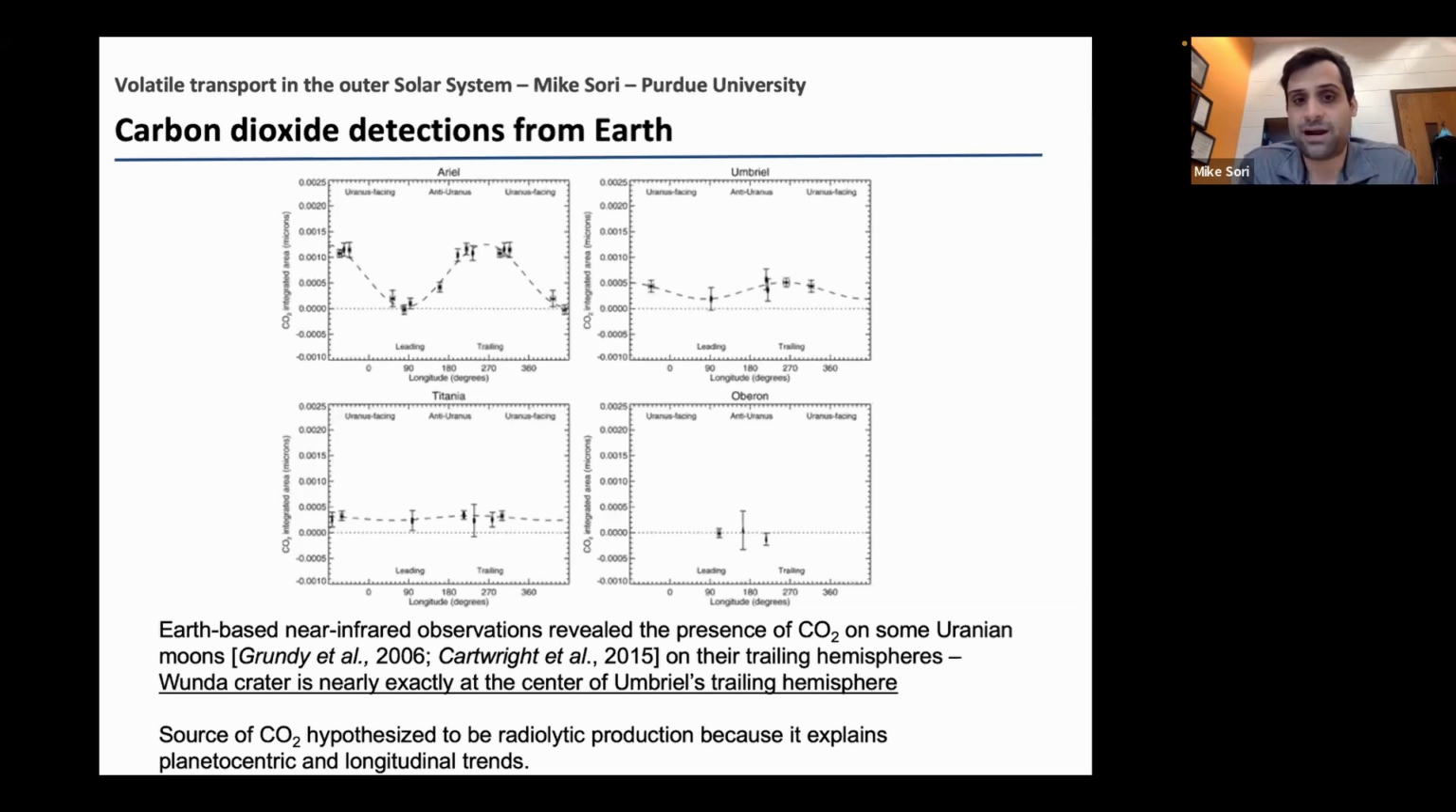And then the trend from Ariel to Titania is because of the particle density as you go inside the magnetosphere. And Oberon is far away from Uranus, so it doesn't get hit by as many particles. So that was a nice idea that explains the patterns you see in the longitudinal distributions and also the planetocentric distance from Uranus distributions.